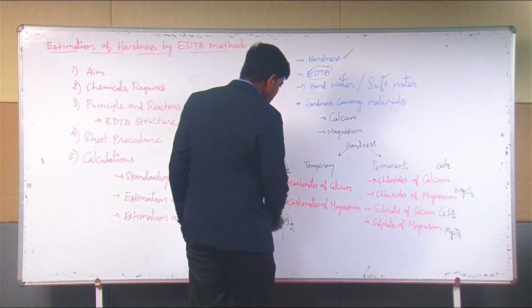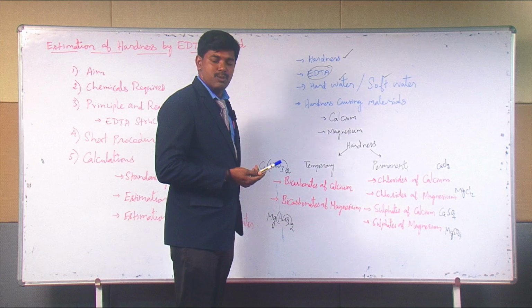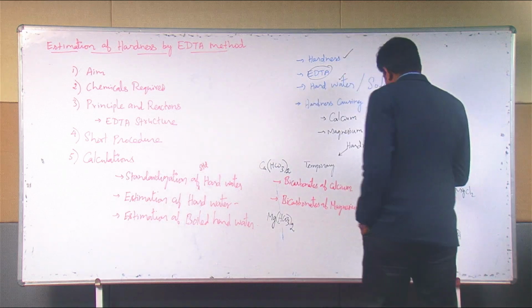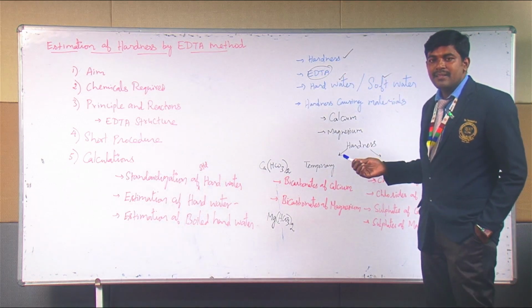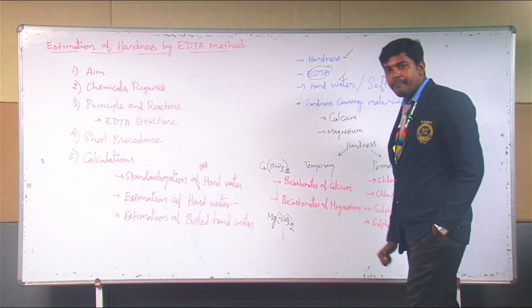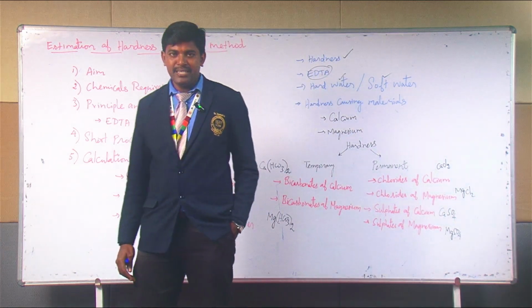So, these constituents, calcium bicarbonate and magnesium bicarbonate, are responsible for temporary hardness. In the case of permanent hardness, the hardness causing constituents are calcium chloride, magnesium chloride, calcium sulfate and magnesium sulfate.